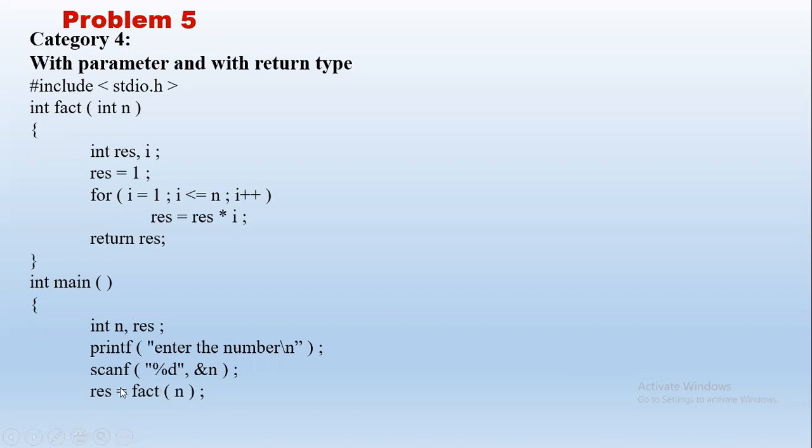Now the user also has to know this answer, so we will print the value. Print factorial of %d is %d. This is n and this is the result. n is 6, so factorial of 6 is 720. Is this clear? Fourth category.